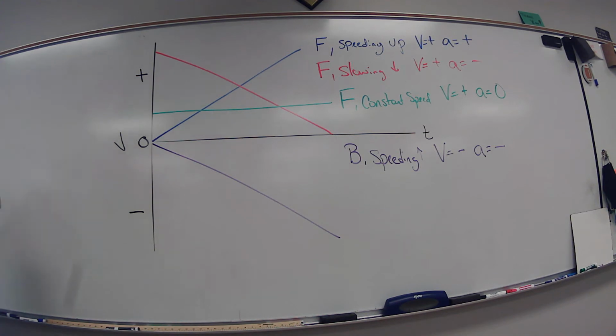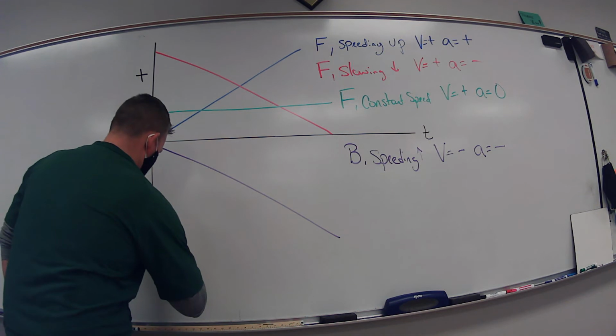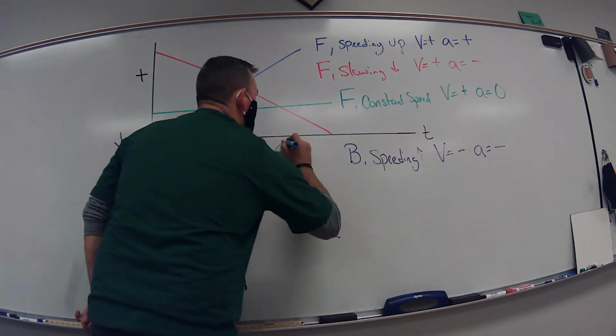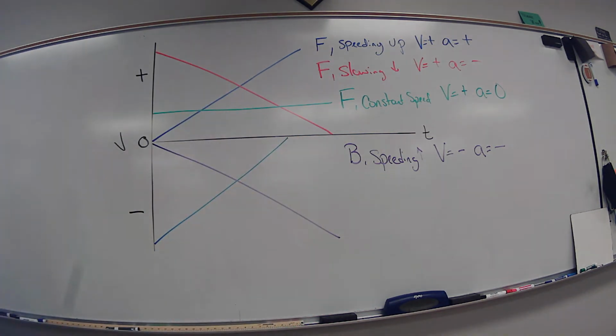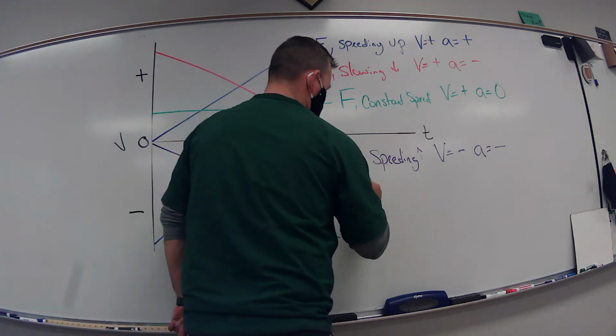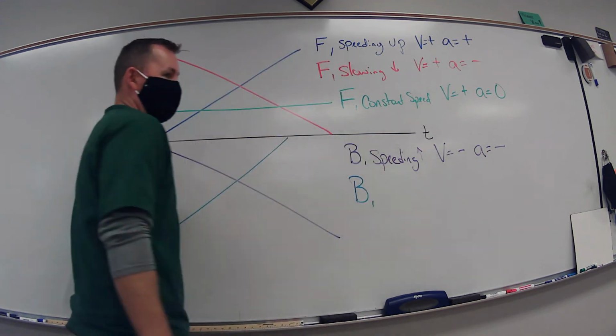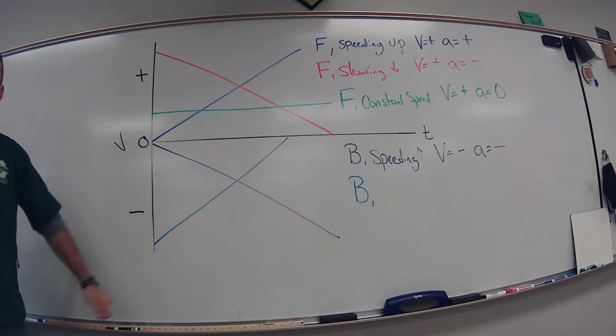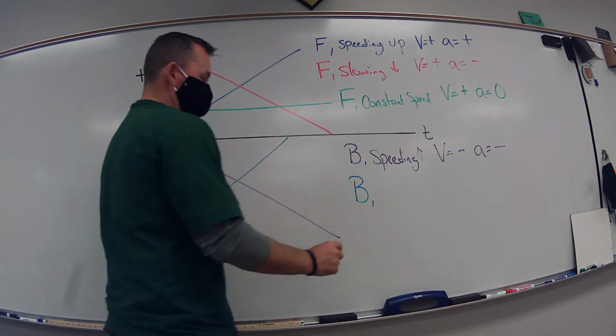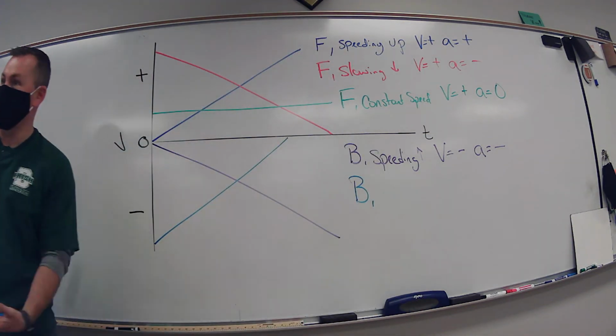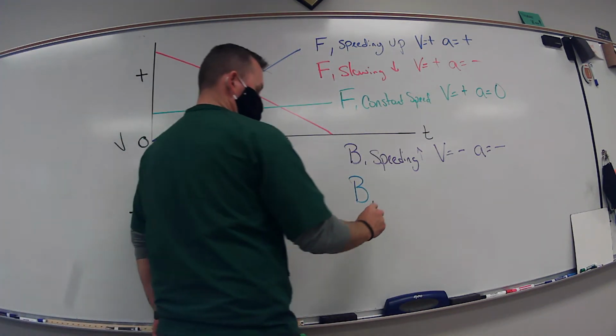Running out of colors. Here's a light blue. There we go. That line right there. What am I looking at that line? Oh, it's in the negative. It is in the negative, so which direction is it going? Backwards. Is it going towards or away from zero? Towards zero. So it's doing what if it's going towards zero? Slowing down.